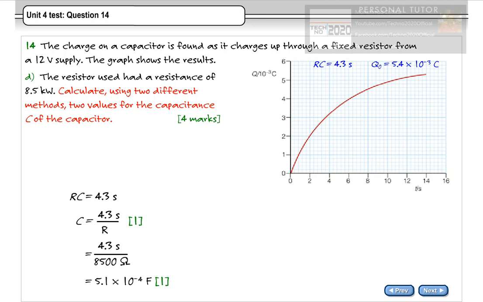The second method uses the fact that at the maximum charge stored, the charge stored equals the capacitance C multiplied by the potential difference V. Now we know that the potential difference in the charging circuit is 12 volts, so we can calculate the capacitance C. And it turns out to be 4.5 times 10 to the minus 4 farads by this method.